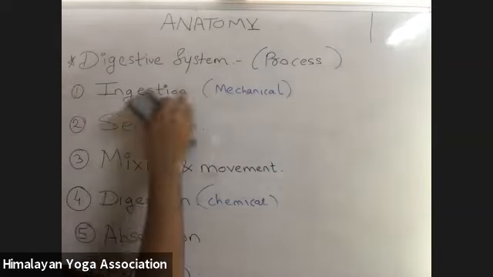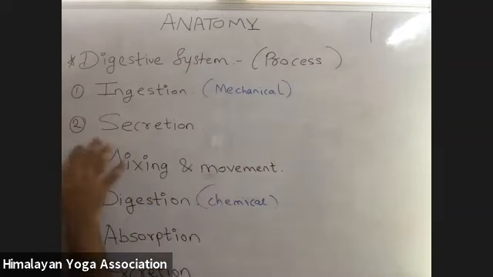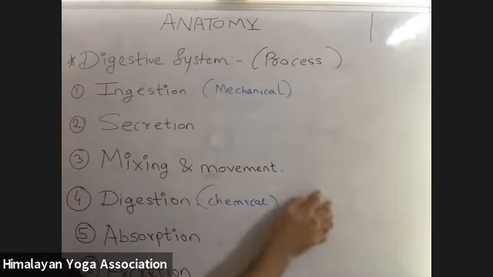Hope you have written down this digestive system process. So first one, ingestion. The second one, secretion. Third, mixing and movement. Fourth one, digestion. Fifth, absorption of the nutrients. And the sixth one, excretion.